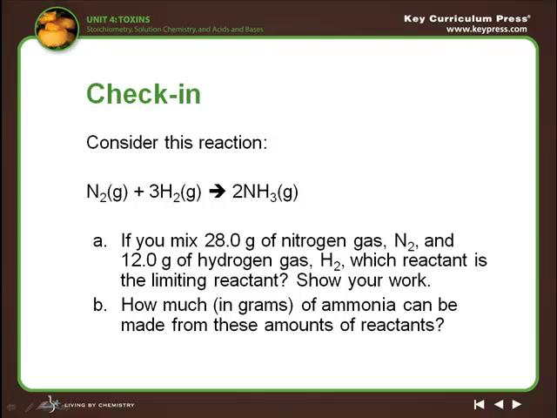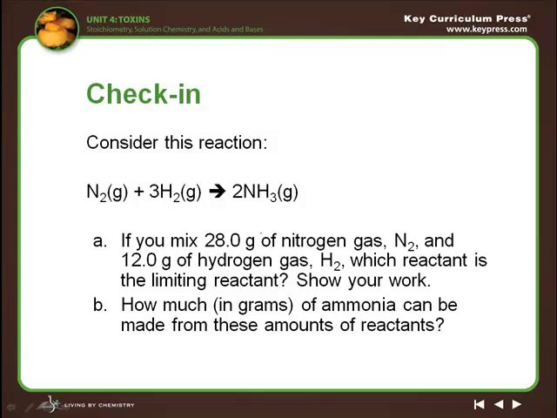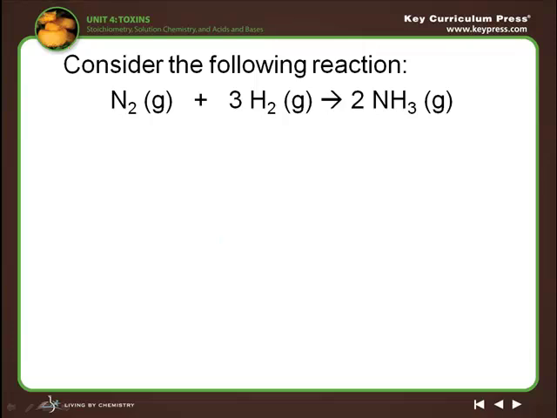All right, how do we go about a problem like this? The first thing you'll notice is you have two reactants. You've got 28 grams of nitrogen and 12 grams of hydrogen. So 28 grams of nitrogen goes here, and 12 grams of hydrogen goes right there. Now, the first thing you need to figure out is which one limits the reaction.